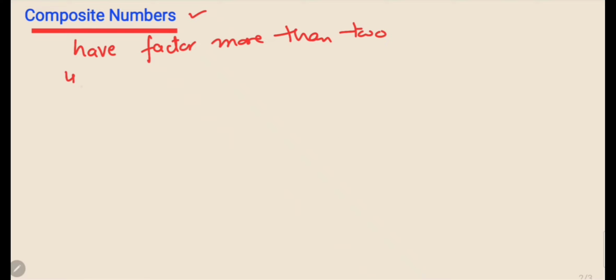And all other numbers having factors more than 2 are called composite numbers. So a composite number has factors more than 2. So this 4 is a composite number, 6 is a composite number, 8 is a composite number, 10 is a composite number, and so on. We can find lots of composite numbers.